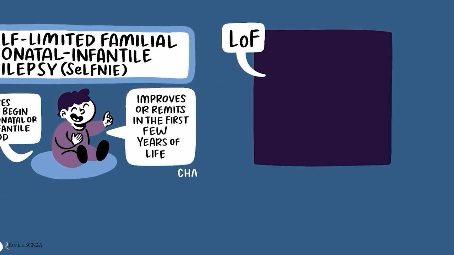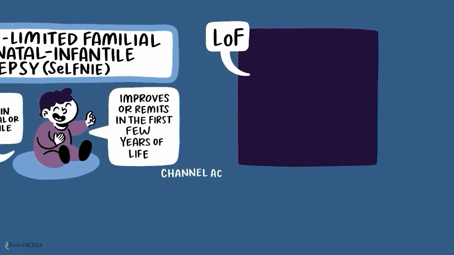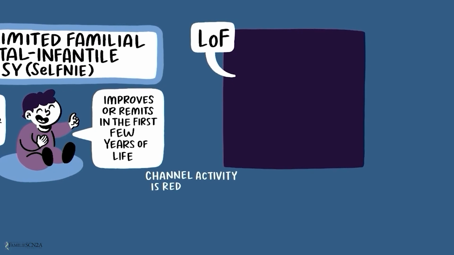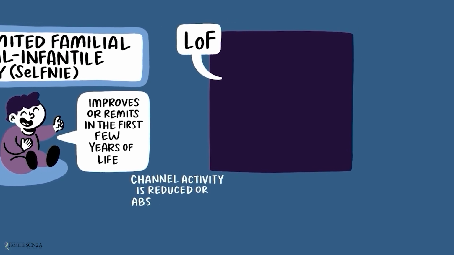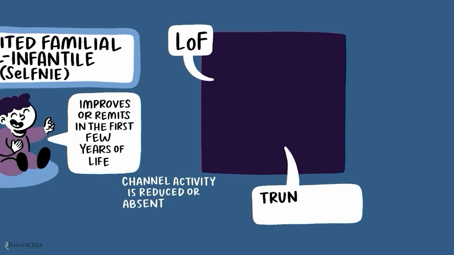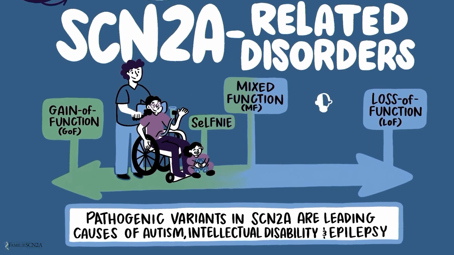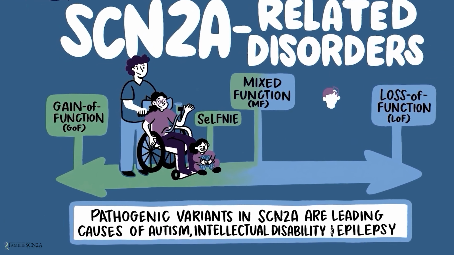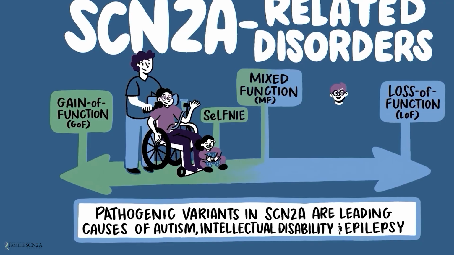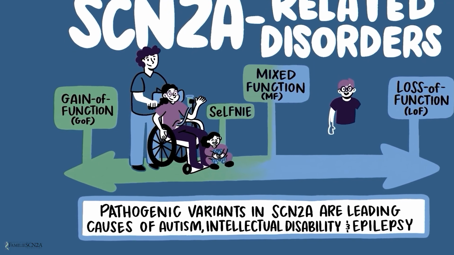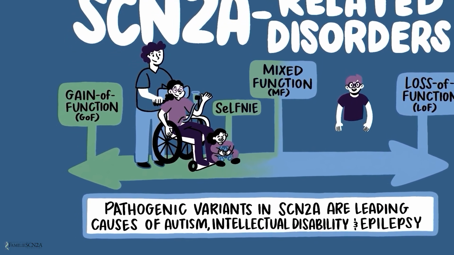On the other hand, close to 80% of pathogenic variants in SCN2A are loss-of-function variants, meaning the channel activity is reduced or absent. Truncating variants, including nonsense, frameshift, and many splice site variants, typically fall into this category because they result in an incomplete protein that gets degraded or is non-functional. Certain missense variants can also cause loss of function. In these cases, specific circuits may be underactive or fail to support normal information processing.